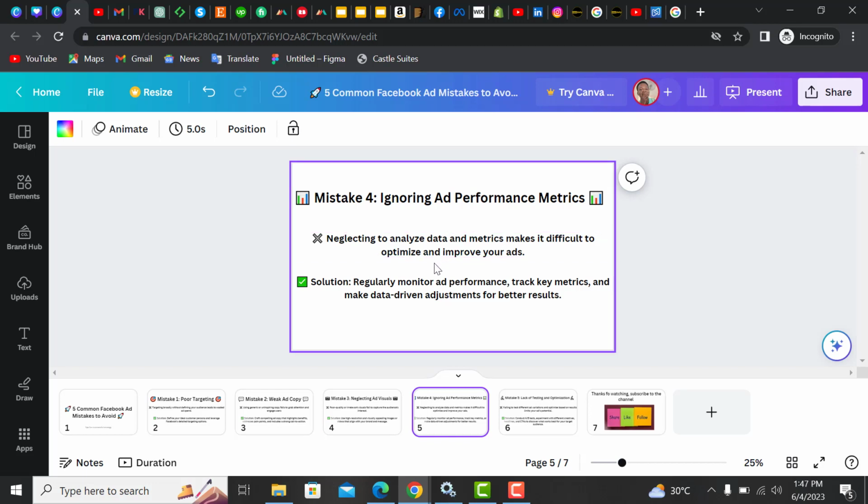So what is the solution? Regularly monitor your ad performance, track the key metrics that you are looking to achieve, and make data-driven adjustments for better results. So make sure that you are using your data to improve.